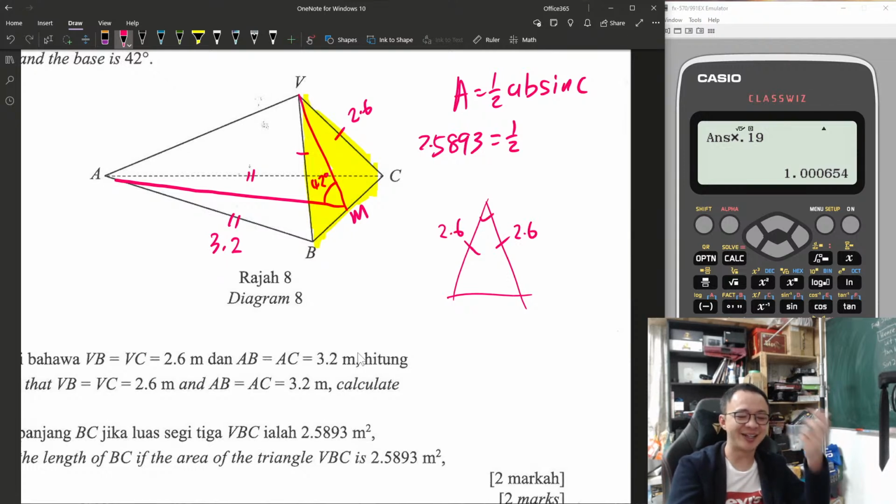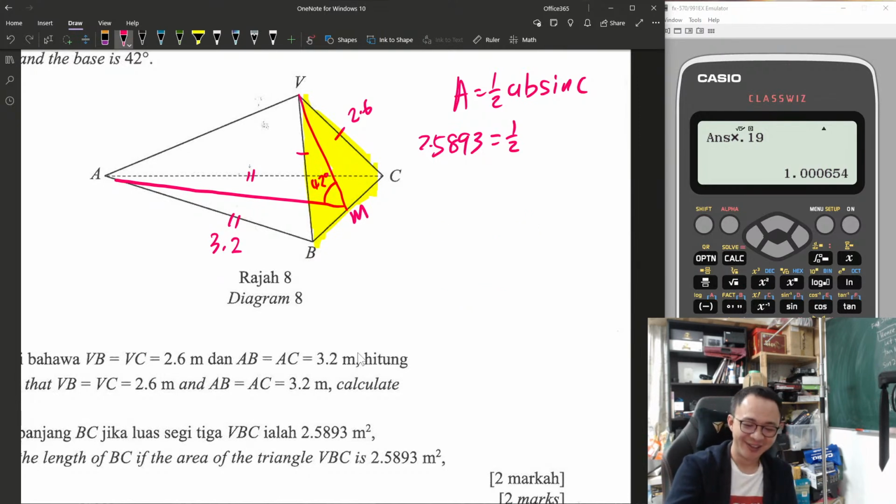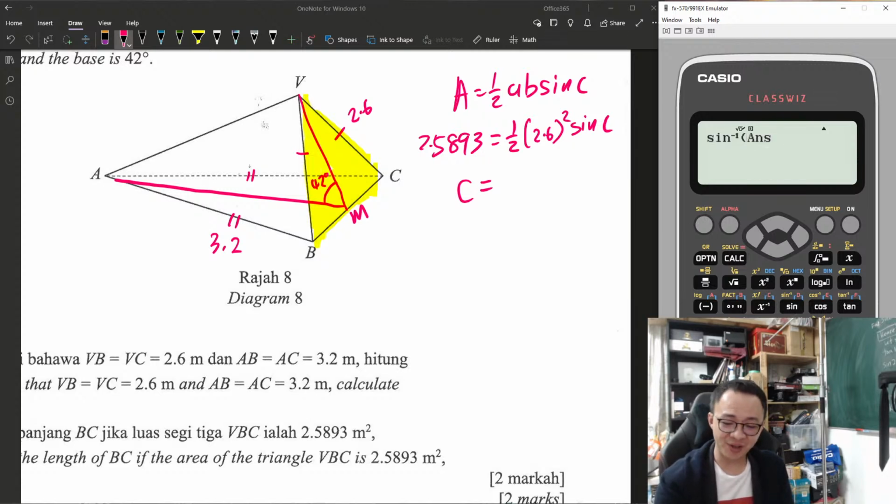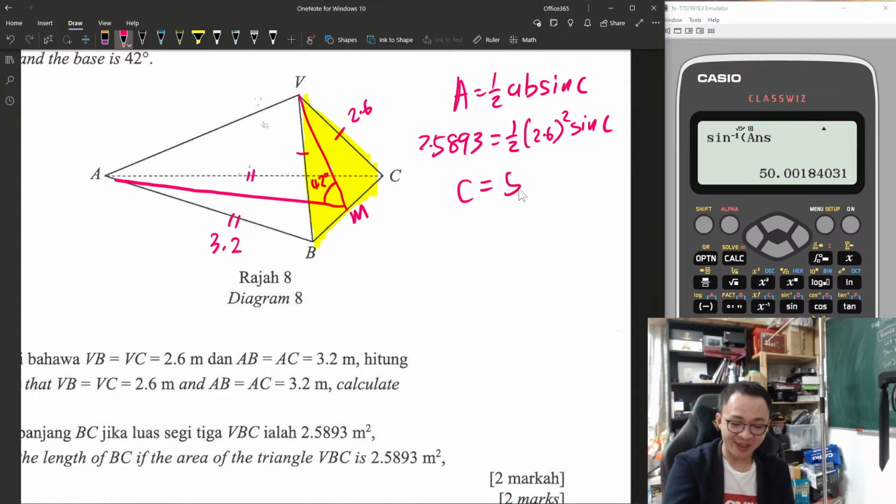From here we can get the angle, right? Then from there I can find the BC. Okay, I got it now. So this is 2.6 times 2.6, or 2.6 squared, sine C. I want to find the angle C first, because I don't have C. So 2.5893 times 2, then divided by 2.6 squared. Then I shift sine to get my answer. You can arrange it yourself. Nice, my angle is 50 degrees.